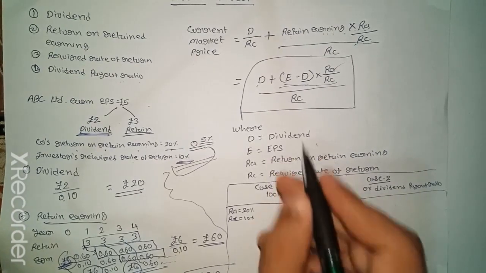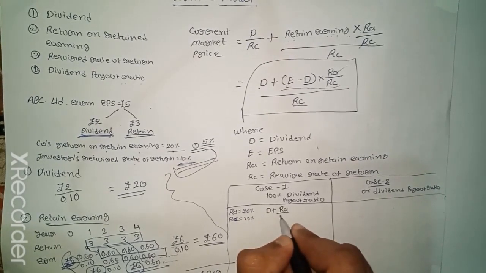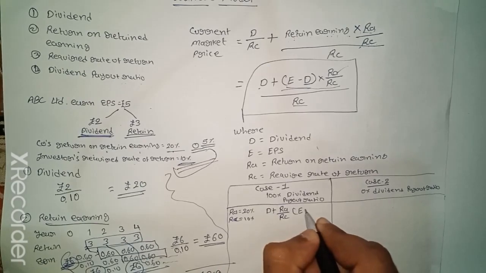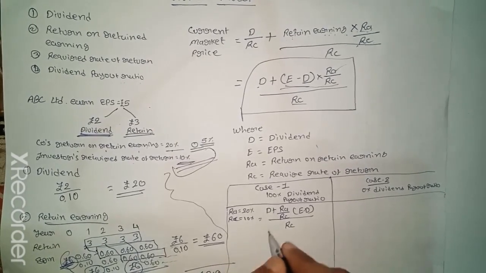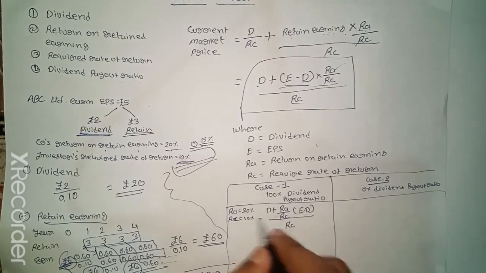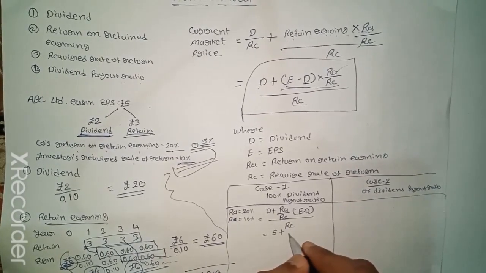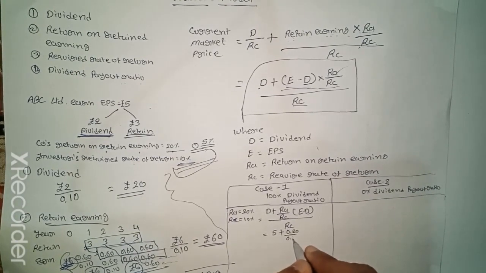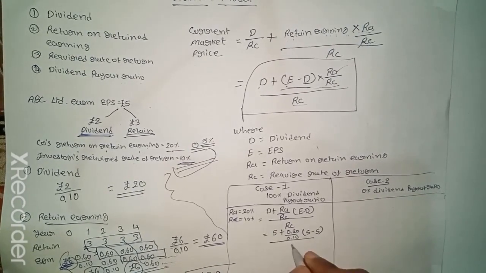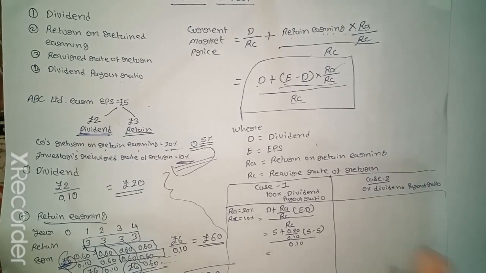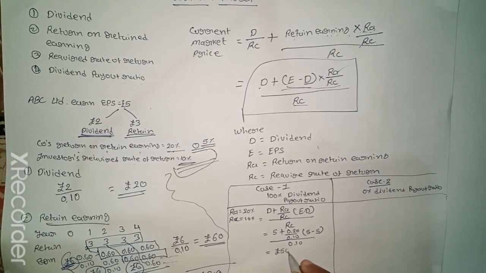In this case, by the above formula, D plus RA divided by RC into (E minus D) whole divided by RC. Here 100% dividend means the whole 5 rupees is distributed as a dividend. Here 0.20 divided by 0.10. EPS is 5 rupees and dividend is also 5 rupees, whole divided by 0.10. By solving this, we get the value of share is 50 rupees.